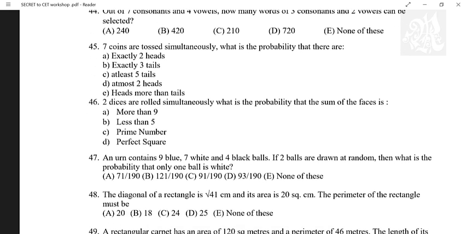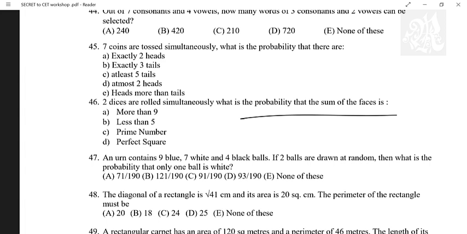2 dice are rolled simultaneously. Let's look at a die question. What is the probability the sum of faces is more than 9, less than 5, prime number, perfect square? Now the very specific shortcut for sum of faces, this is a very old method discovered by a lot of people and used by a lot of teachers as well.